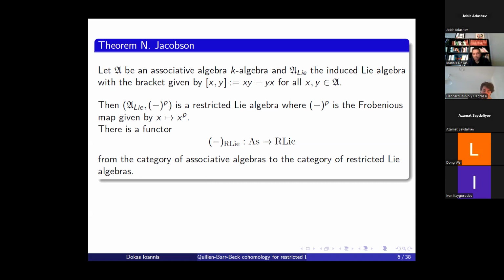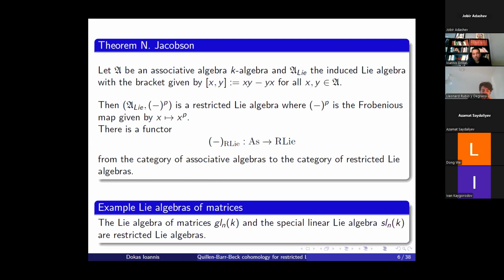From this theorem follows a very big amount of examples, because if you have an associative algebra over a field of prime characteristic, then you know that the induced Lie algebra is a restricted Lie algebra equipped with a Frobenius as a p-map. And of course, it follows that the Lie algebra of matrices is a restricted Lie algebra, and also someone can prove that the special linear Lie algebra is again a restricted Lie algebra.